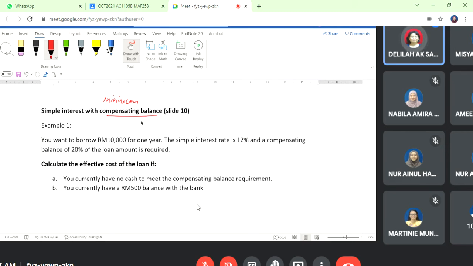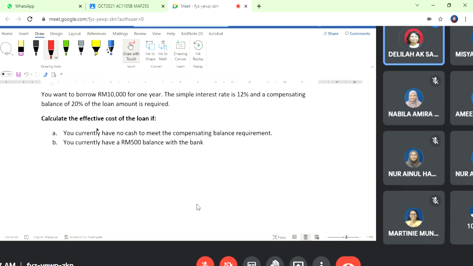So if you look at this example, this is a simple interest loan with a compensating balance requirement. You want to borrow 10,000 for 1 year. The interest is 12%. The compensating balance is 20% of the loan amount. Now we have two situations. The first situation is that right now you don't have any money in the bank. When you have no money in the bank, we have to do certain things to our calculation.